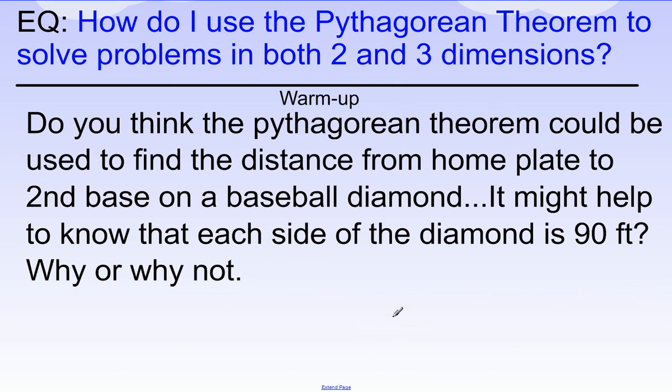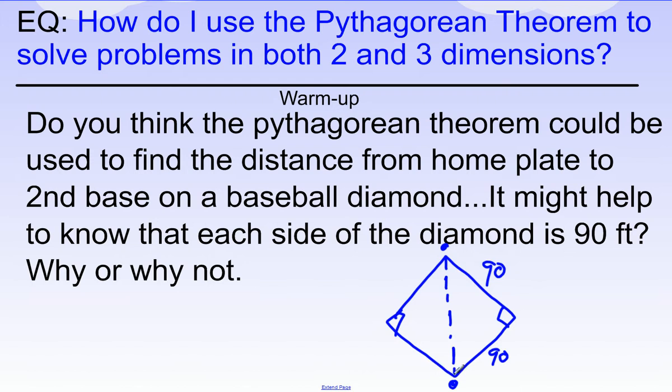So here I'm going to make an attempt. I'm not going to do the whole problem. I'm just going to show you how, yes, the Pythagorean theorem can be used to do this. So we're trying to find the distance from home plate here to second base here. And the fact that you know that each side of the baseball diamond is 90 feet and each of these corners is a right angle, look what we have.